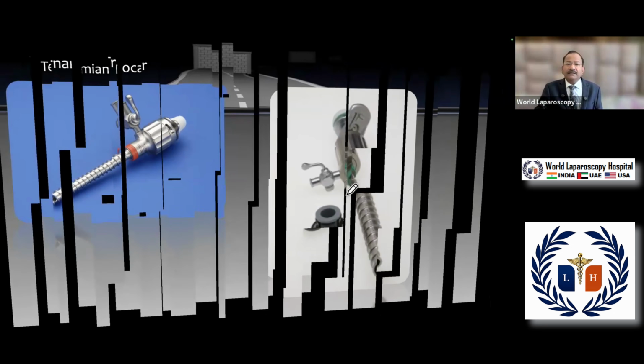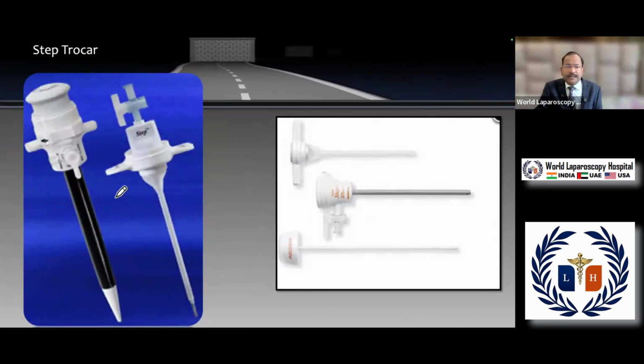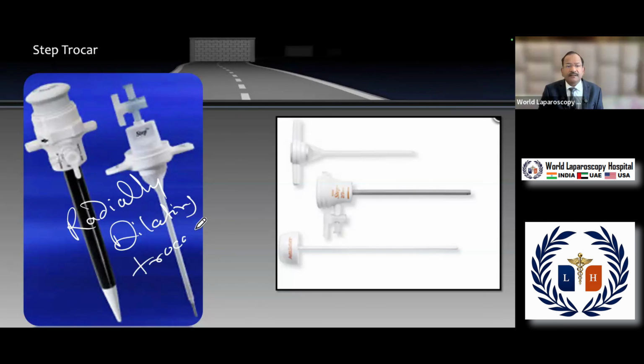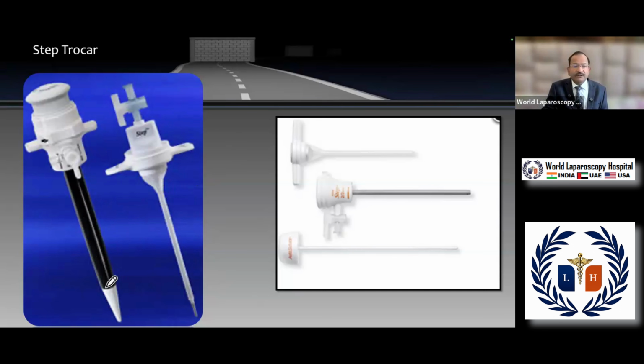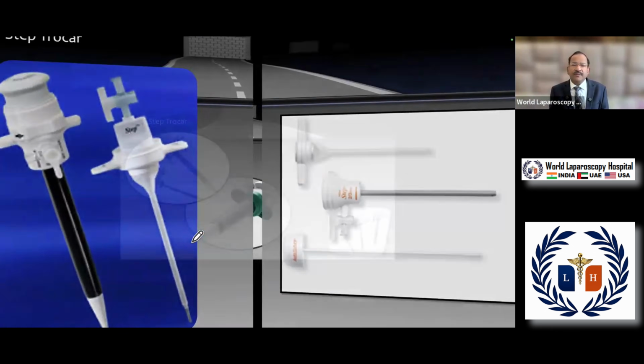After that, another method is the step trocar. A step trocar is technically called a radially dilating trocar. What is in this? There is a 3 mm port, and in this you can pierce a 10 mm. So, it will stretch, and this is called a radially dilating trocar. This is also very popular. The advantage is you do not need port closure, because it is not cutting; only the skin is 10 mm, and the rest of the layers of the abdominal wall are dilated.